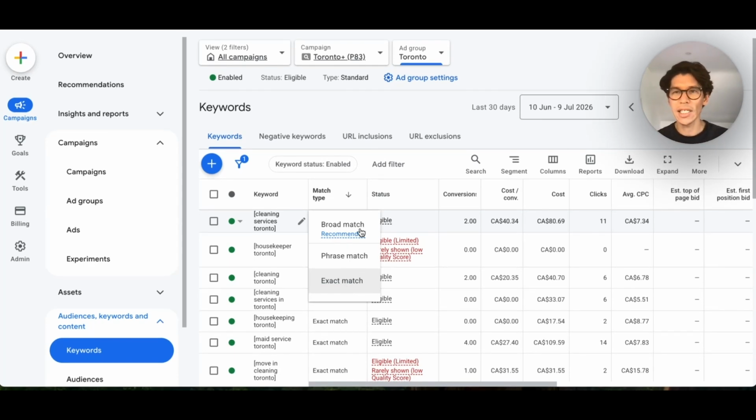Broad match, as I said, I tend to avoid, because this is basically putting your campaign in the hands of Google, and "cleaning service Toronto" as a broad match could bring up people who are searching for particular branded cleaning equipment, tools. So it's obviously related, but for us running a cleaning business looking for clients to hire us, it's not really relevant. So I would tend to avoid the broad match.